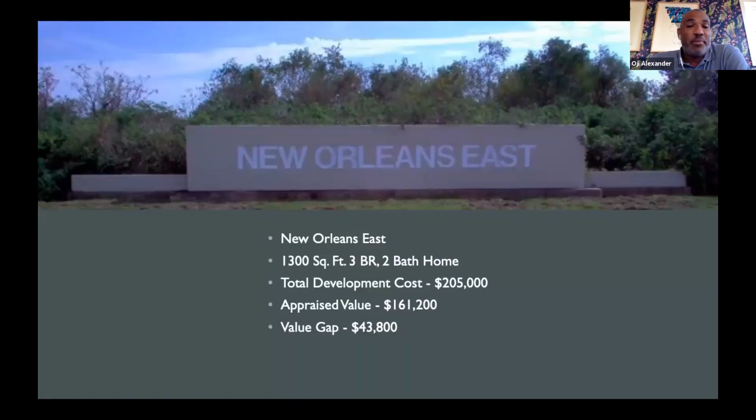We actually have never been able to complete a project in New Orleans East. We own a number of lots out there, but because of the value gap and because of a lack of subsidy, we've never actually been able to develop out there. So these are numbers based on comps. This is what the appraisal gap looks like here in New Orleans East for that same 1,300 square foot house. Total development cost of about $205,000. Based on comps, these homes are appraised for about $161,000. So again, a pretty significant value gap.